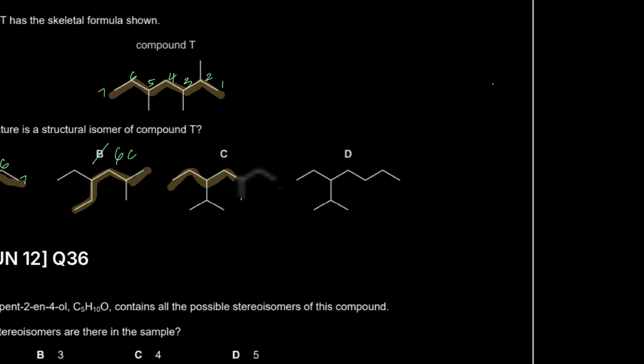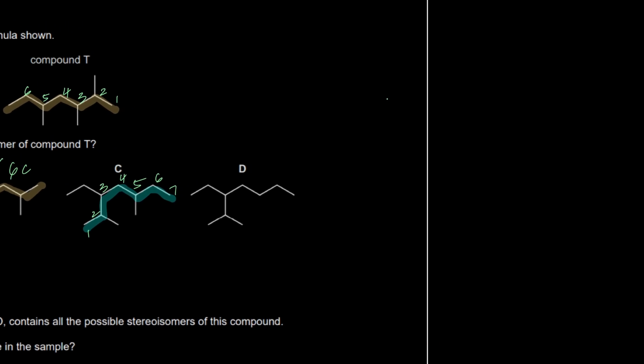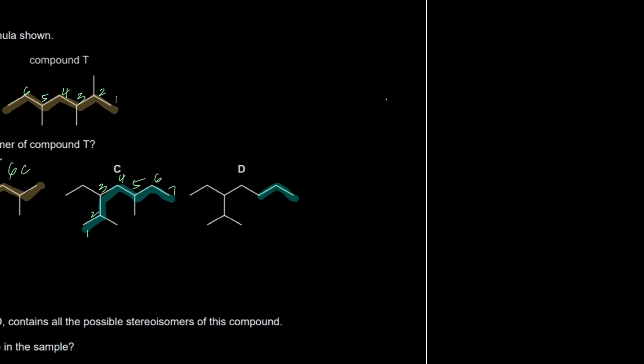The long chain should not be this. Rather, what should it be? It should be this 1, 2, 3, 4, 5, 6, 7 right here. And you start numbering from the side where the alkyl group is the closest, which is closest right here. 1, 2, 3, 4, 5, 6, 7. Done. Let's look into D. 1, 2, 3, 4, 5, 6, 7. D is also 7.